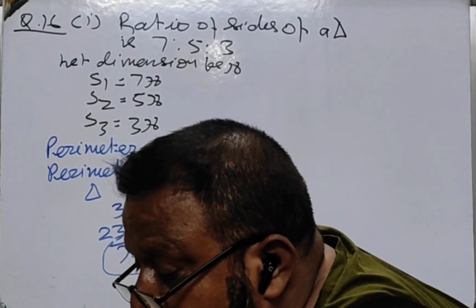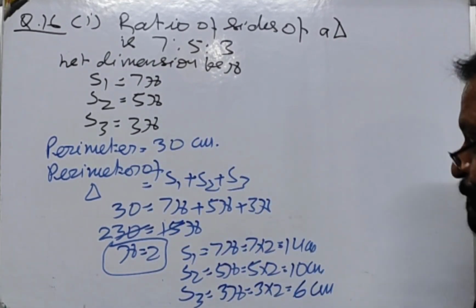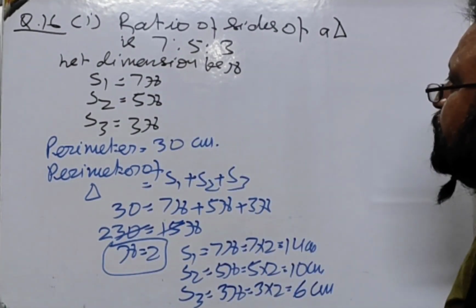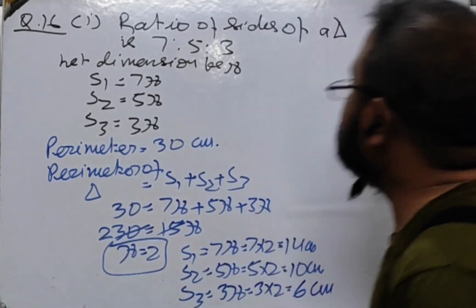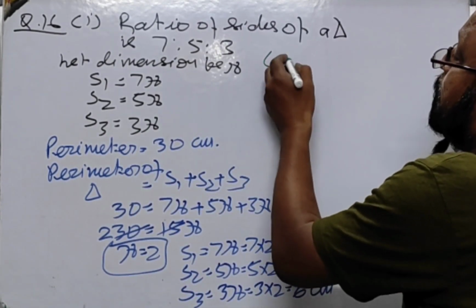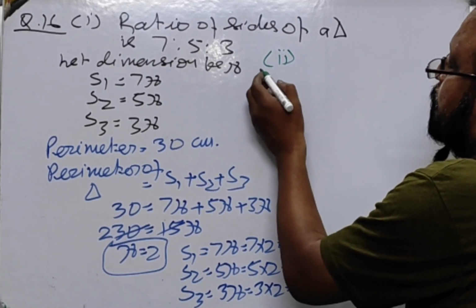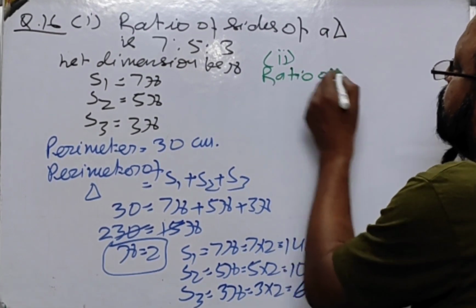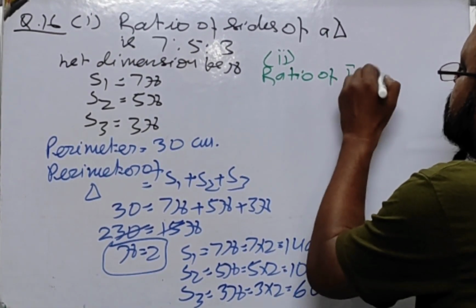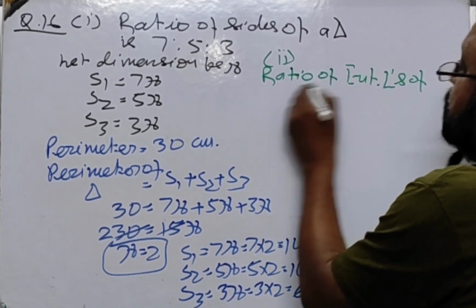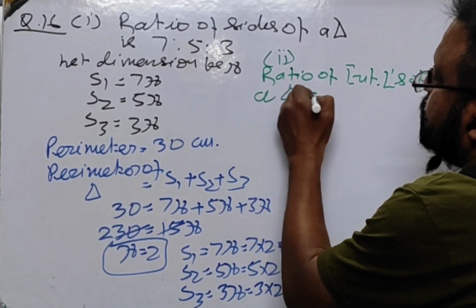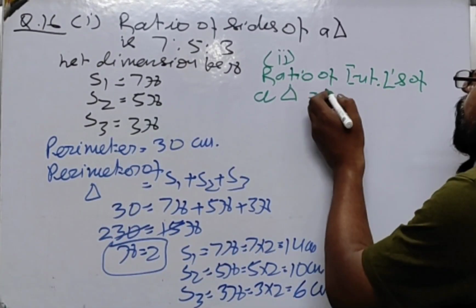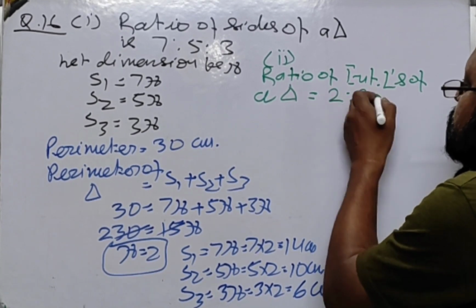Next, the second part of this question: the ratio of the interior angles of a triangle is equal to 2 is to 3 is to 4, right?